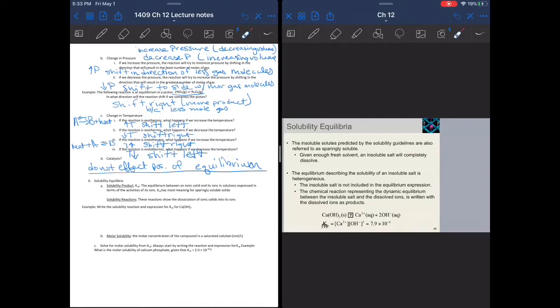Welcome to the final part of Chapter 12. In this video, we're going to address equilibria and solubility and equilibrium with acids and bases. We'll wrap up with a short discussion on Gibbs free energy and equilibria. So we're going to start off thinking about something called the solubility product and molar solubility.